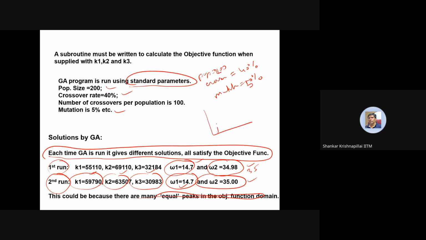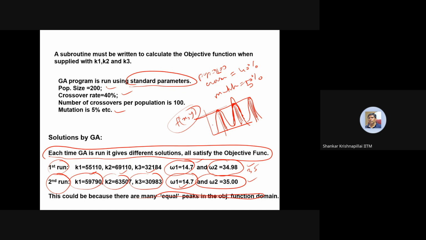This could be because there are many equal peaks in the objective function. Two equal peaks are there, and they give the same value of f of x. The first time you run the genetic algorithm, everything will converge here. Next time you run it, everything will converge there. But if one peak is bigger than the other, then this issue is not there. In this particular problem, it seems there are multiple peaks having almost the same objective function value, so each run you will get different results. Many engineering problems are like this.